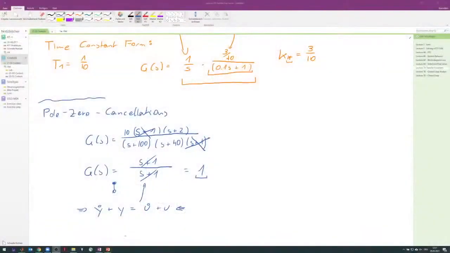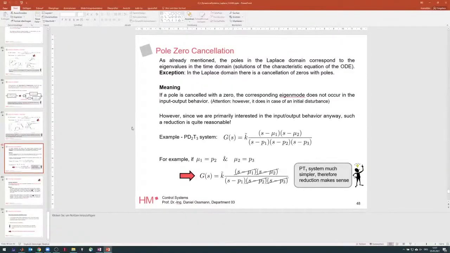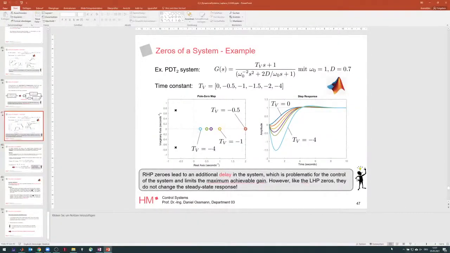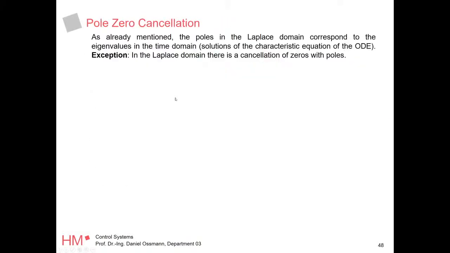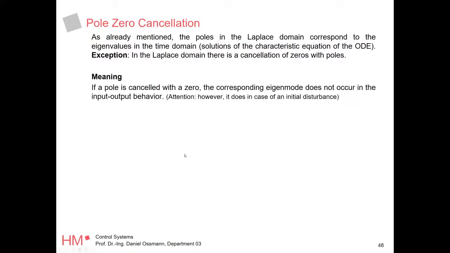Okay, and this finally brings us to the last things we have in the system dynamics part, namely pole-zero cancellations, right? So I always told you the poles we have in the Laplace domain are the same as the eigenvalues, or the solutions of the characteristic equation in the time domain. However, this is only true when we don't cancel our transfer function, right? So what is this canceling about?